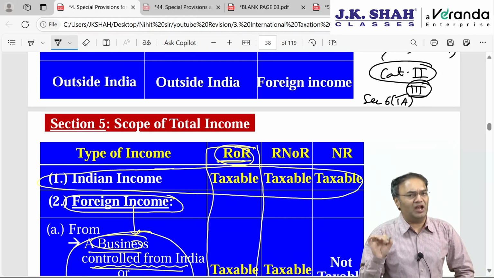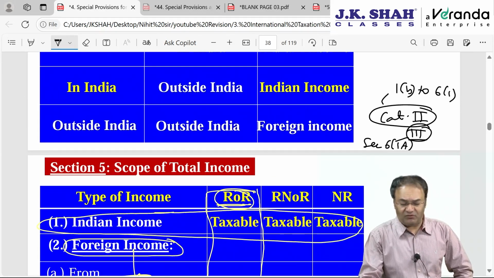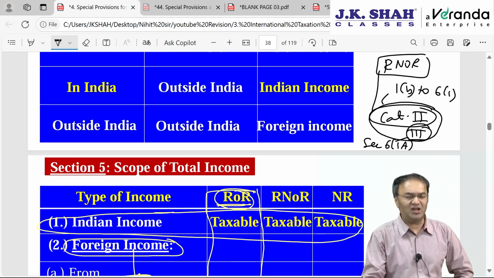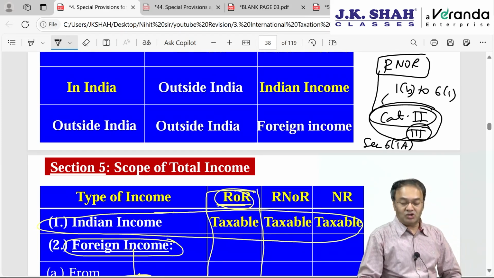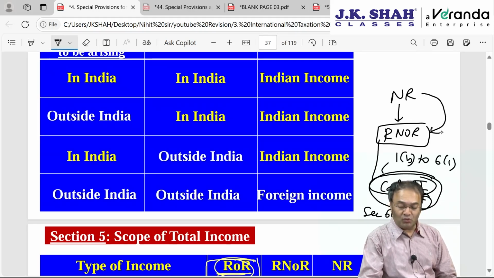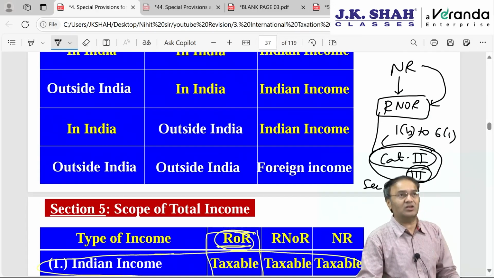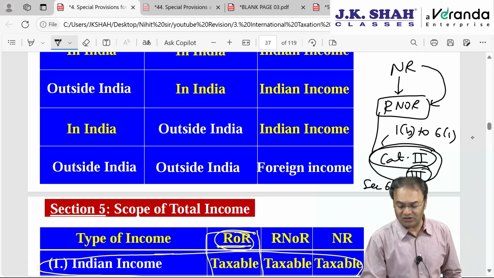So category 2 and 3 were newly introduced by Nirmala Sitharamanji from AY 21-22 onwards. From AY 21-22 onwards, category 2 and 3 people, both of them will be deemed to be RNOR, right? If Indian income is more than 15 lakh, we saw. Earlier they were supposed to be non-resident. Now because of this amendment from AY 21-22, they both will become RNOR instead of remaining NR. That is the magic. So how will it have an impact if a person who was non-resident till last year becomes RNOR? Then what exactly will happen? That's what we need to understand.